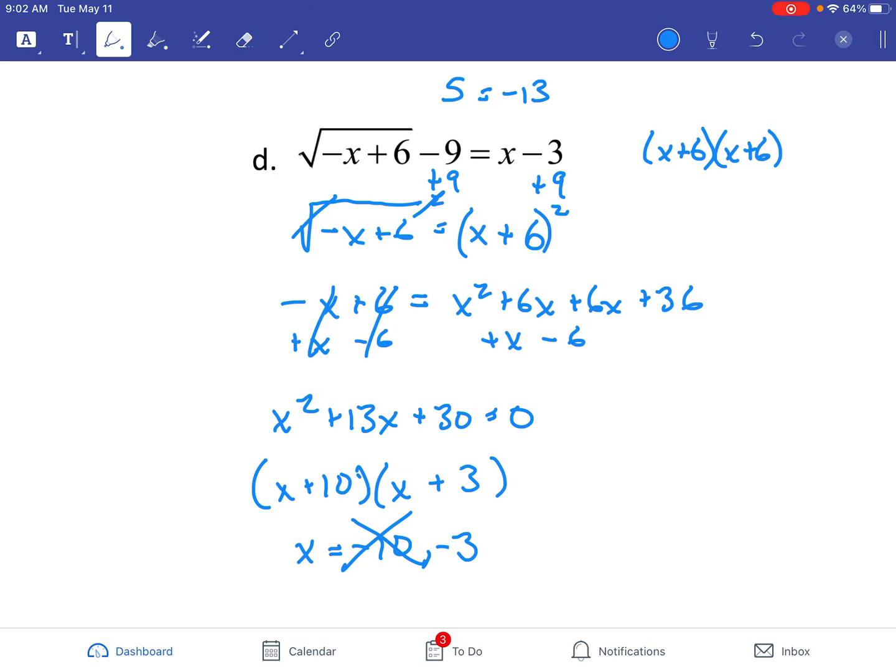Putting in negative 3. Negative 3 in for the x. Negative 3 times negative 1 is positive 3. Plus 6 is 9. The square root of 9 is 3. 3 minus 9 is negative 6. Negative 3 minus 3 is also negative 6, and that checks out. That is correct. So negative 3 is the only answer that does work.